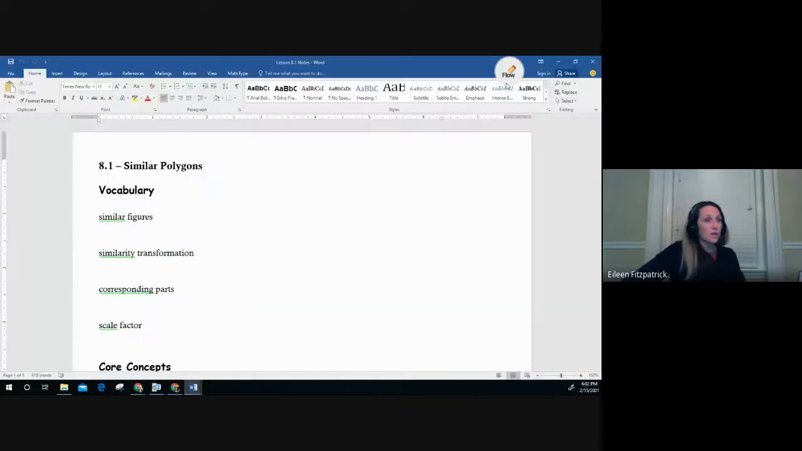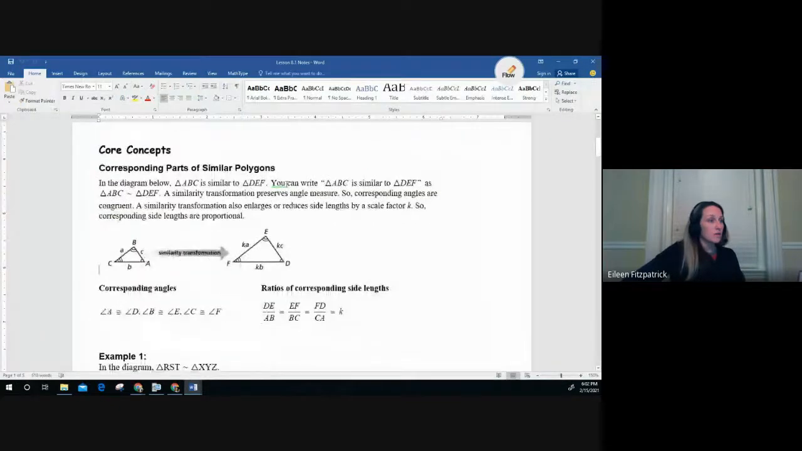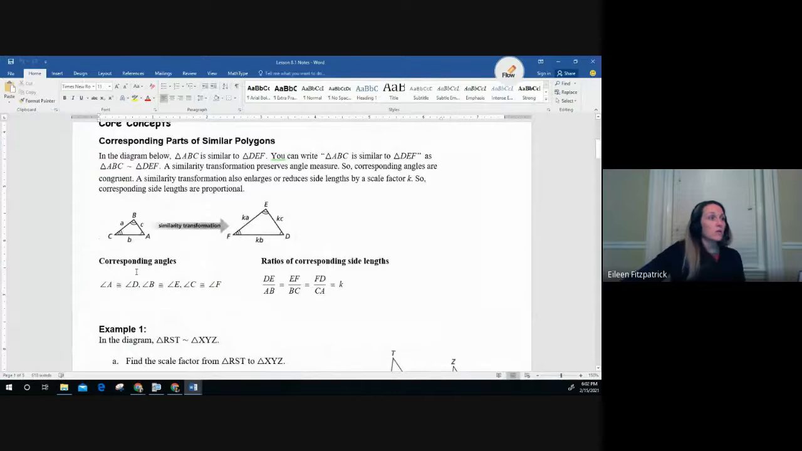Let me jump on into the notes now. So our core concept, corresponding parts of similar polygons. We talked about corresponding parts of congruent figures, congruent triangles, but now corresponding parts of similar polygons is just a little bit different. First off, let's get familiar with the notation of similarity.